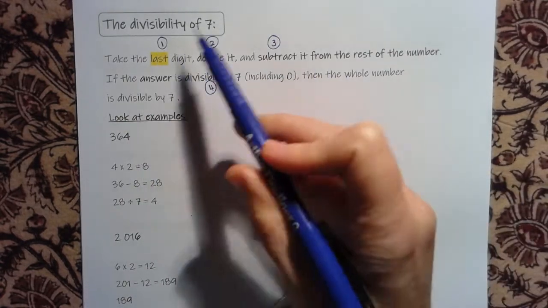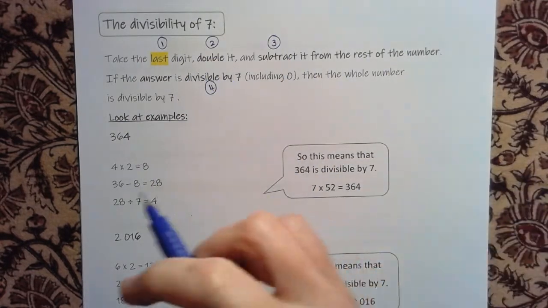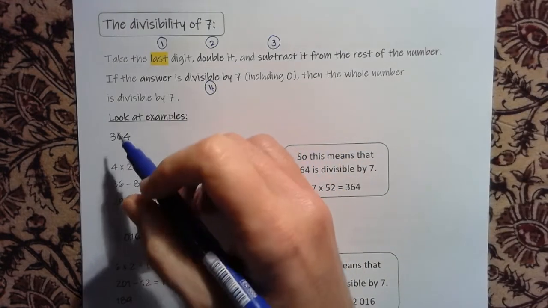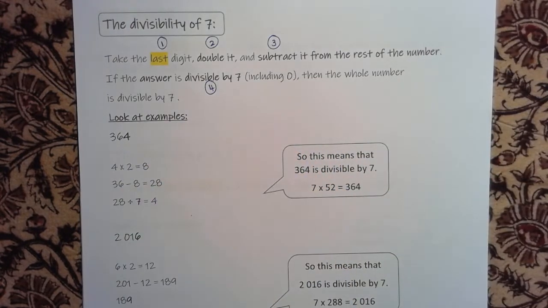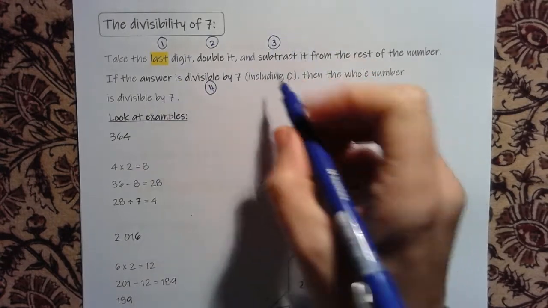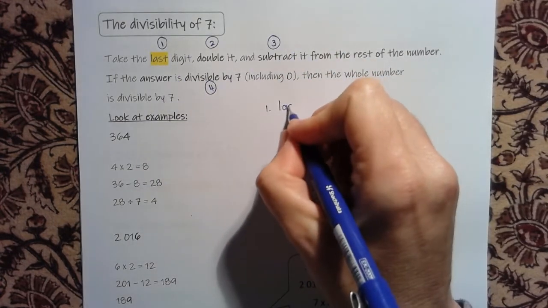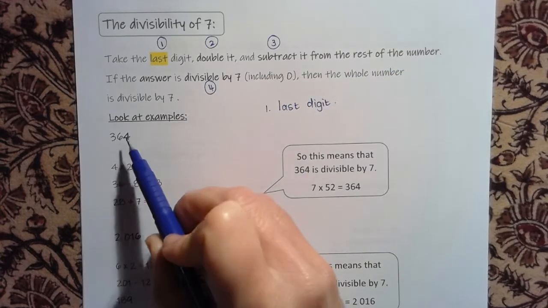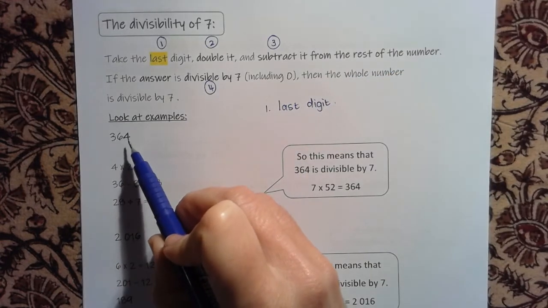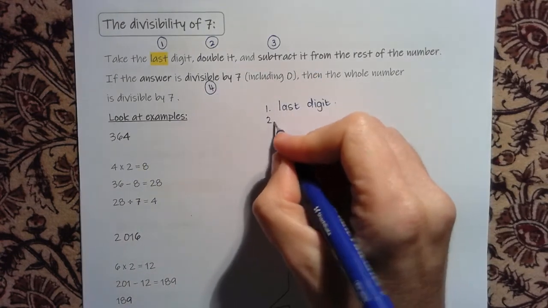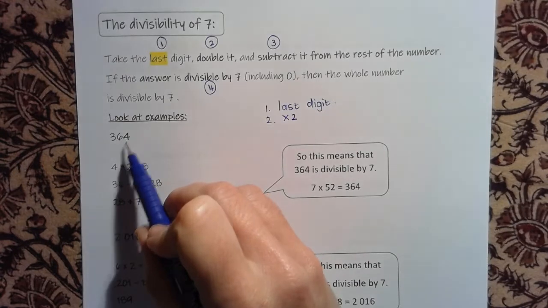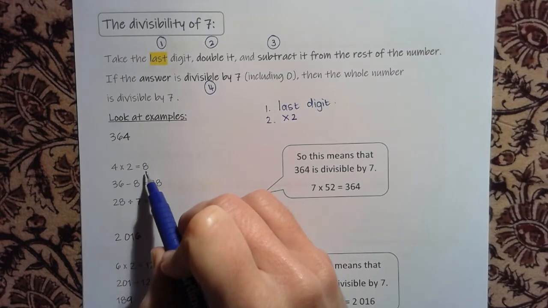Right, so now we're going to use these 4 steps to see whether a number divides by 7. So our number that we take is 364. So what's the first step? Take the last digit. Okay, the last digit is 4. What's the next step? Double it. What does that mean? Times with 2. So we take the last digit, we multiply with 2, and you get 8.